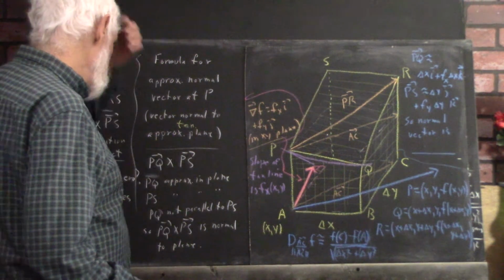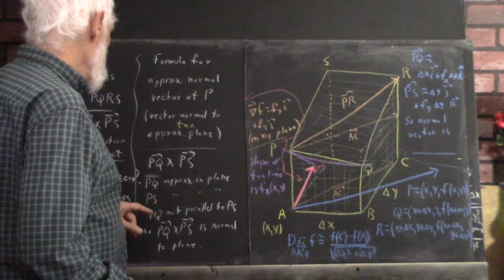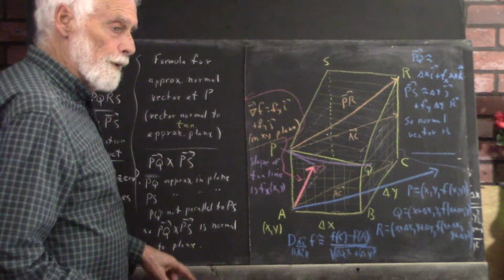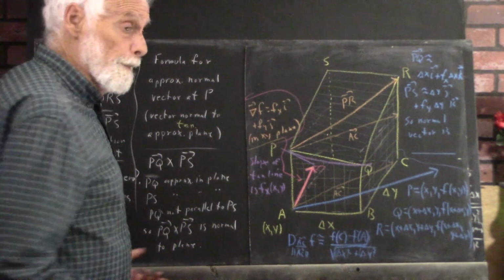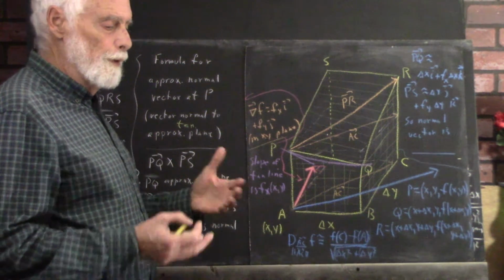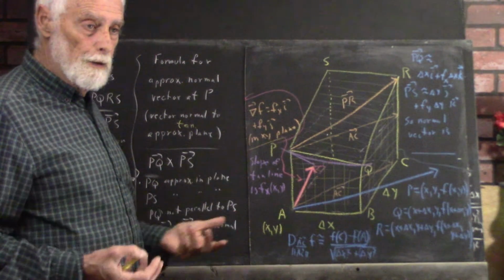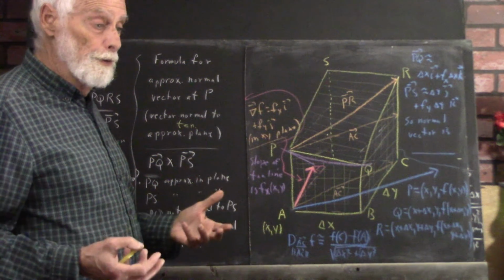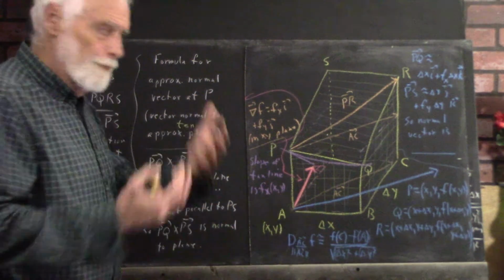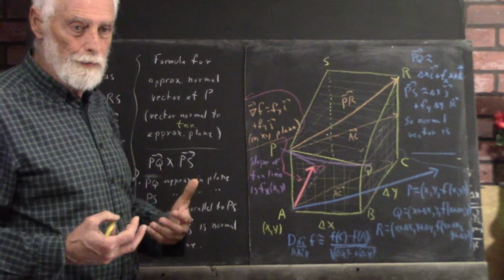Okay, but PQ cross PS, because PQ is approximately in the plane, PS is approximately in the tangent plane. PQ is not parallel to PS, so if you take their cross product, you get the normal. And that goes back to the definition of cross product, or a property of the cross product, depending whether you use it as a definition or regard it as a property. The cross product is perpendicular to both vectors, and its magnitude is equal to the product of the magnitudes times the sine of the angle between them. That's a fundamental thing, and if WebAssign hasn't drilled that into you, drill it in yourself now. Okay?